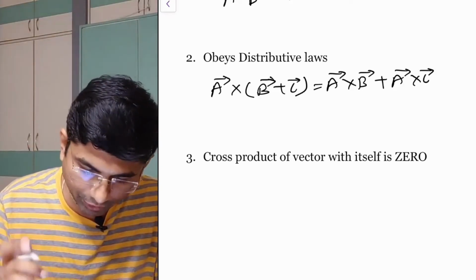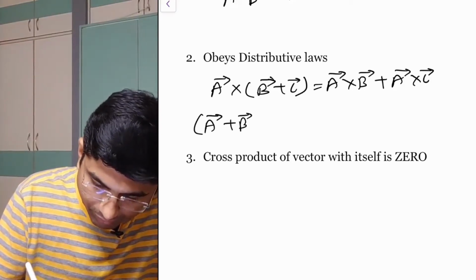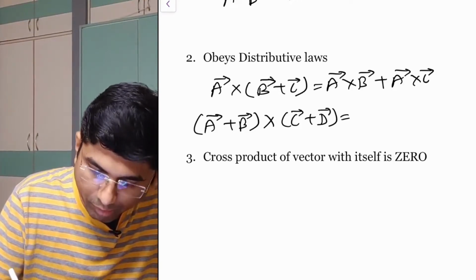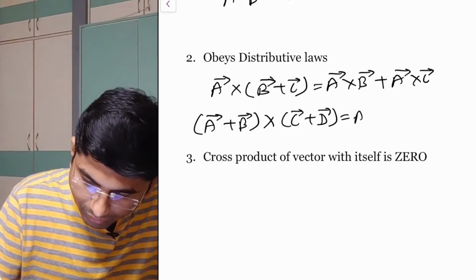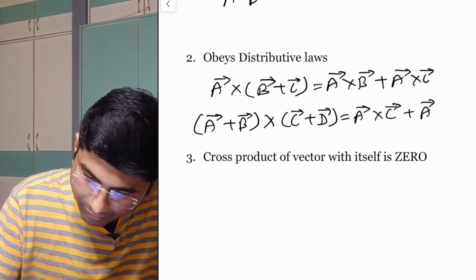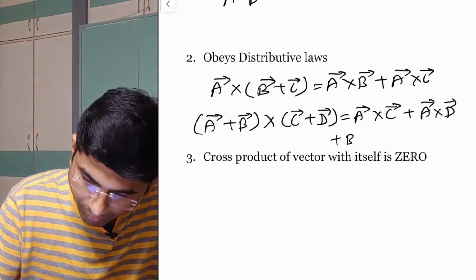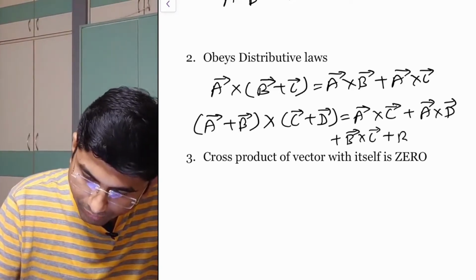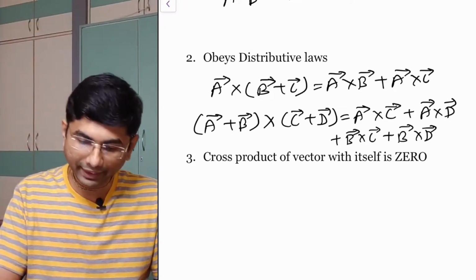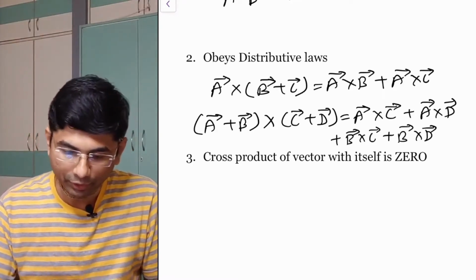Now this distributive law is even applicable if we have vectors like this: A vector plus B vector cross C vector plus D vector. In that case, A vector will multiply both the vectors first: A vector cross C vector plus A vector cross D vector, then plus B vector cross C vector plus B vector cross D vector. That's how the vector product obeys the distributive law. The second thing is that the vector product of a vector with itself is 0. Now this is an amazing property. You just imagine two vectors.